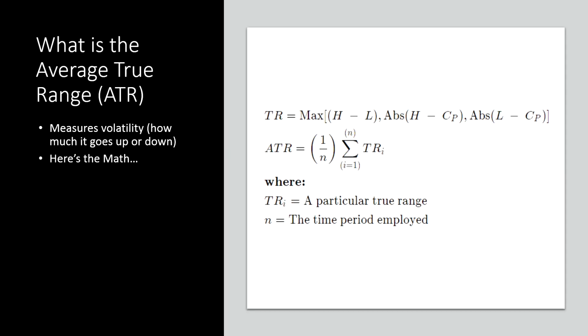So, what is the ATR, the average true range? Essentially, all it does is measure the volatility, and volatility means how much does it move up and down. Here's the math, but I'm not going to go through it with you because it can be a bit confusing as a user. Instead, I'm going to show you how to make an ATR calculator in Excel, or if you're lazy like me, you can download our ATR calculator that I'm going to show you.